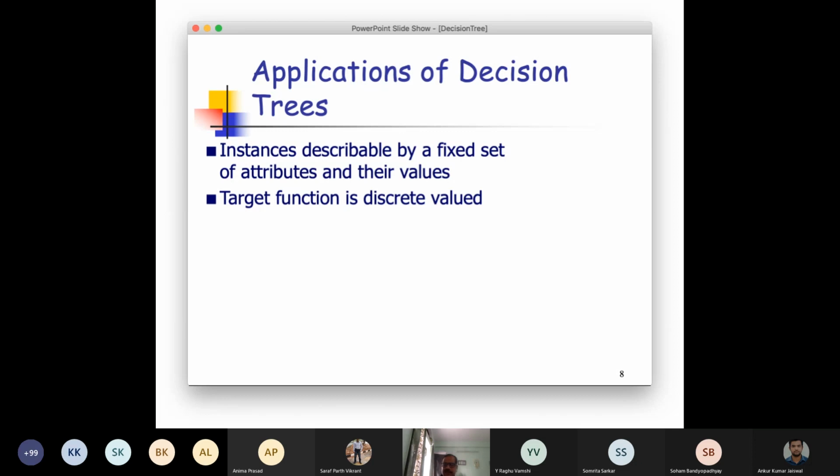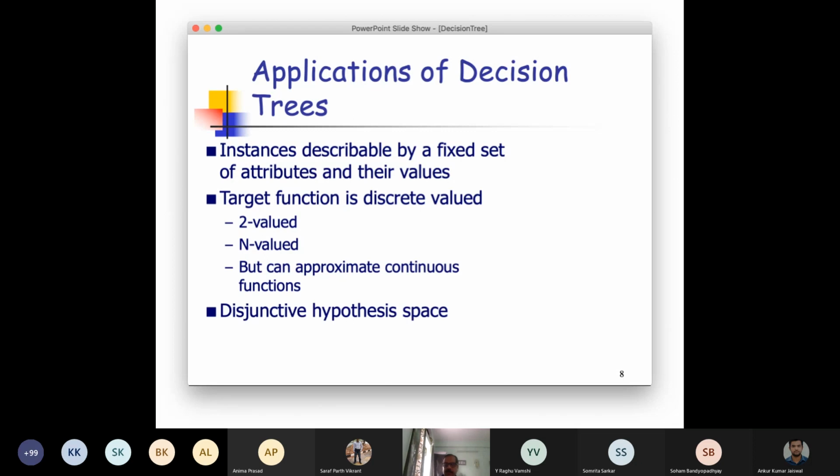The other kind of requirement is that you have only leaf nodes, so those are also discrete. Your target function should also be of discrete value. It could be two valued or n valued, but it should be discrete valued. Again, any continuous function can be approximated by discrete functions with certain bounds of errors. So you can map your problem to a decision tree problem in this way, with certain approximations.